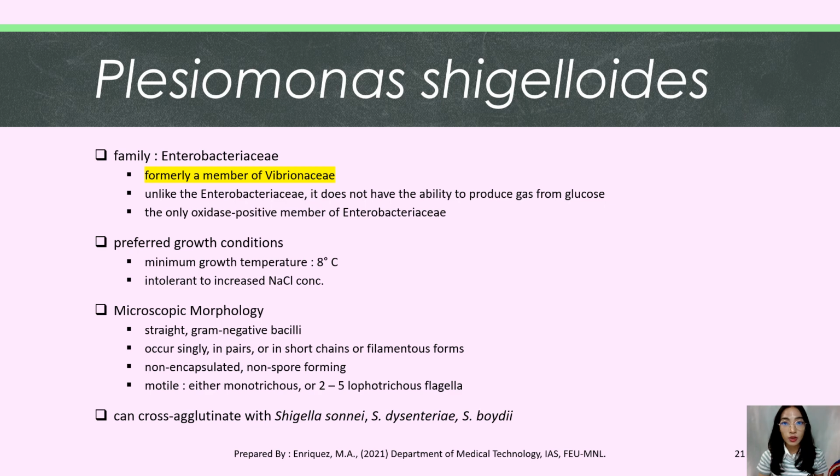So Plesiomonas shigelloides is a straight gram-negative bacilli that is non-encapsulated, non-spore-forming, and it is motile. So they may occur singly or in pairs or in short chains of filamentous forms. So they may have monotrichous flagella, or they may also have up to 5 lophotrichous flagella.